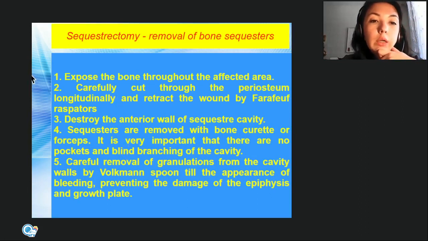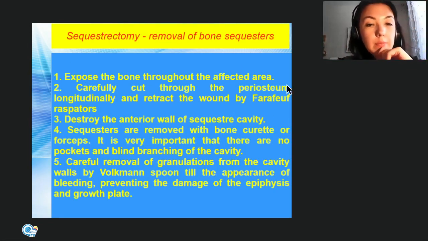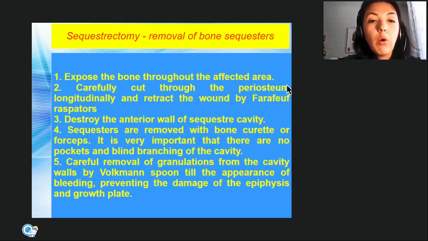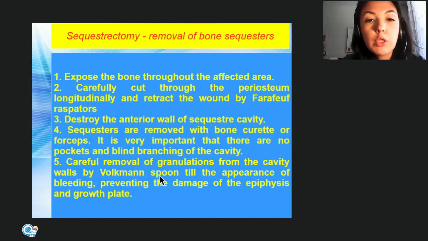So as always, there is a surgical approach. We should expose the bone, then make a dissection of the periosteum longitudinally and retract the wound by Farabeuf retractors. Then we will destroy the anterior wall of the sequester cavity, and sequesters should be removed with a bone curette or forceps. And we should remove them from all the walls of the cavity by Volkmann spoon till the appearance of bleeding, preventing the damage of the epiphysis and growth plate. Because the growth plate provides growth of the bone in length, increases the length of the bone.